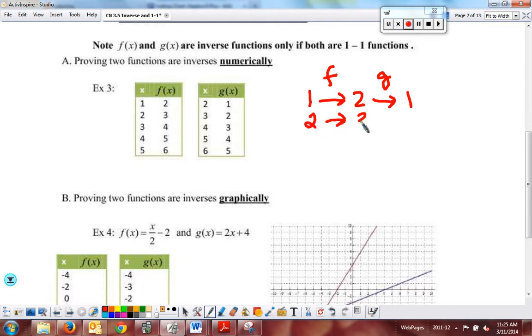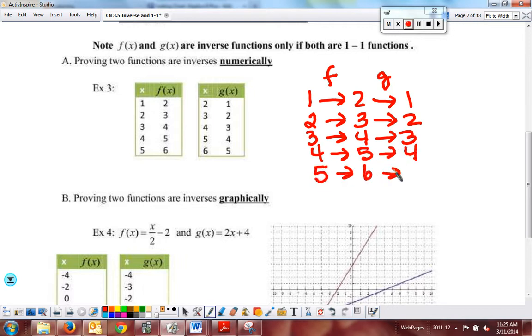2 goes to 3, and where does 3 go on G? Back to 2. I'm liking this. 3 goes to 4, which then goes right back to 3. 4 goes to 5, which goes back to 4, and 5 goes to 6, which goes back to 5. Do you see how on my little mapping that these two things match?